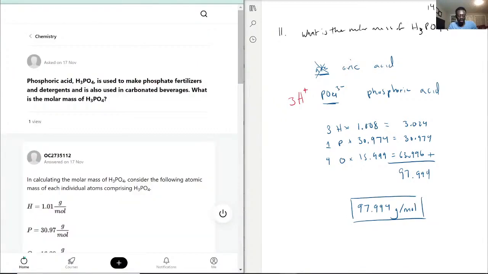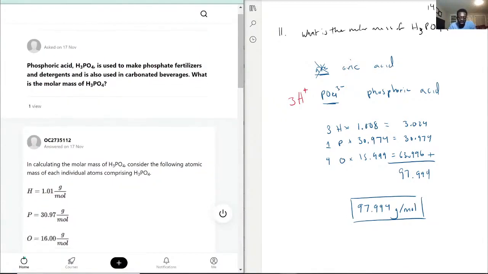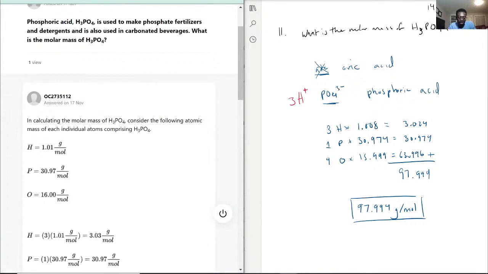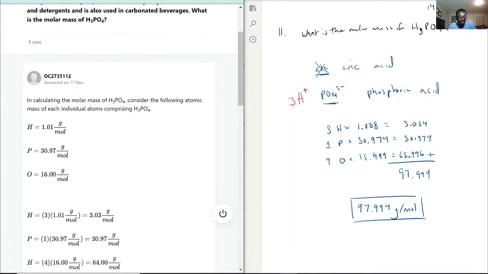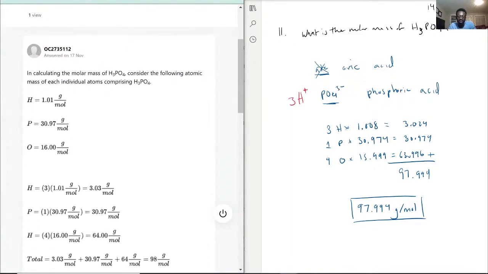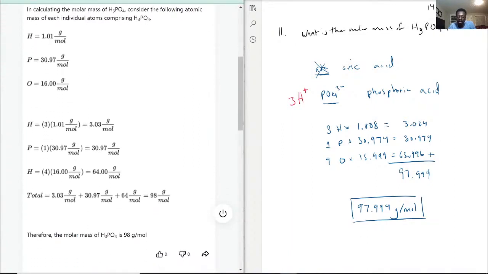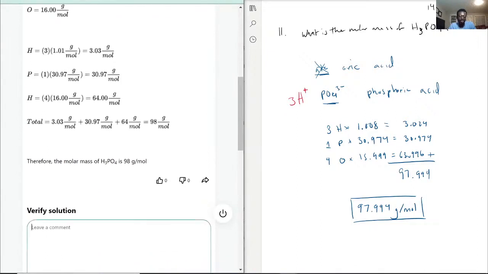Let's see how we did. 1.01, yep, they have slightly different numbers. 30.97, exactly, slightly different. 16.00, and they did the whole 3 of them. Yep, 1 of them and 4 of them added together, and they did get 98 grams per mole, which is what I had a feeling based on how they were rounding theirs.